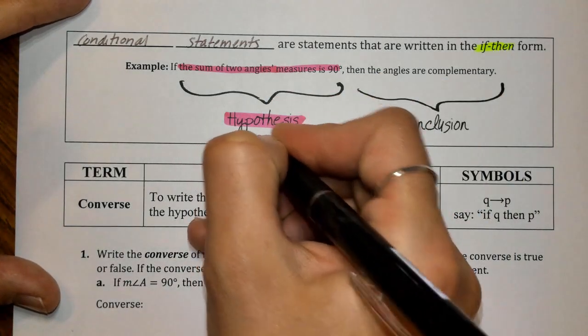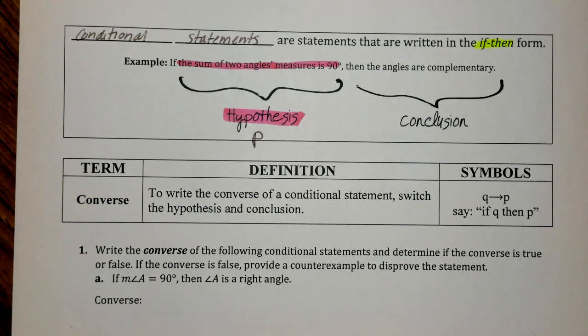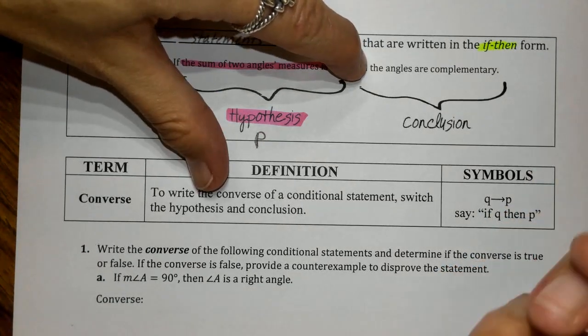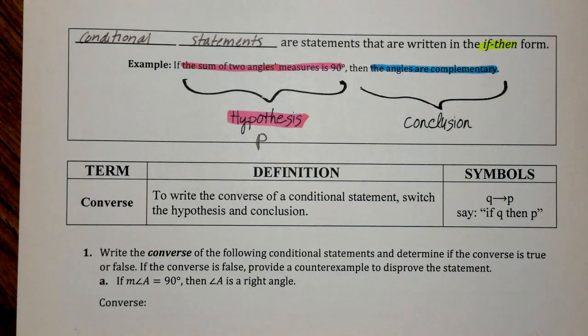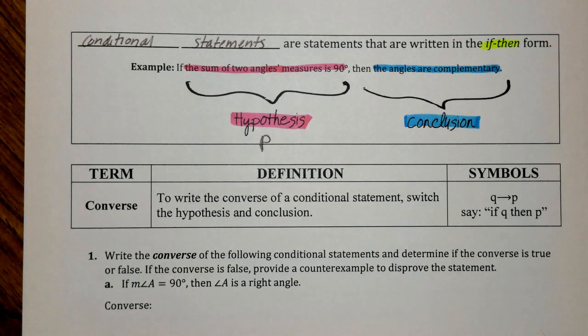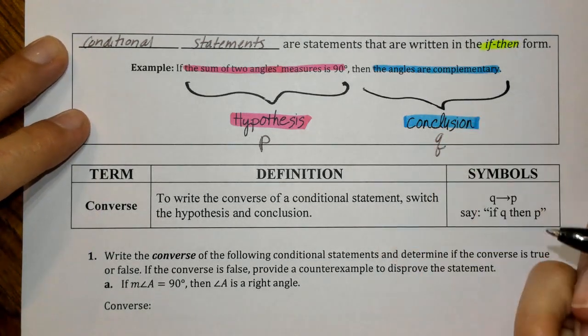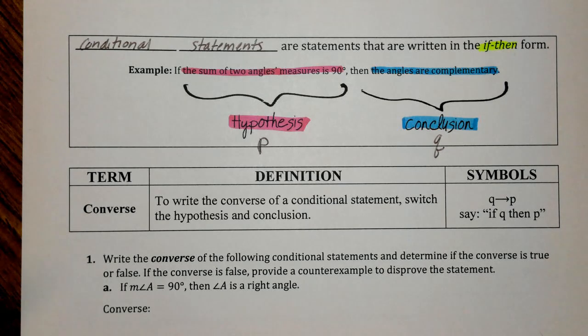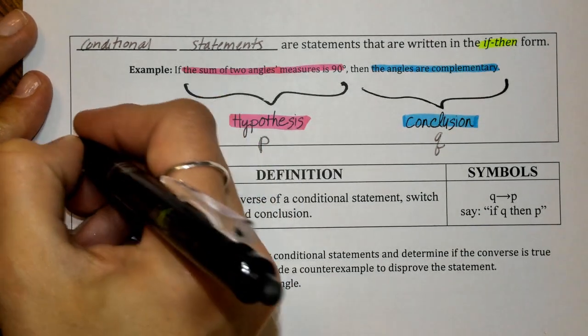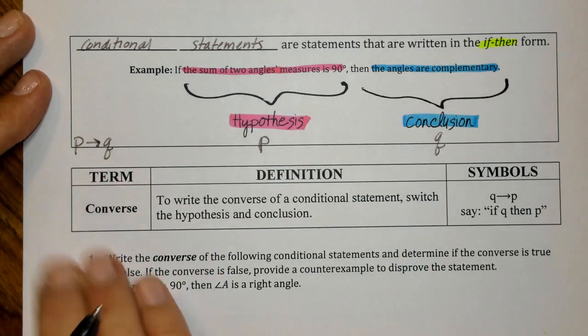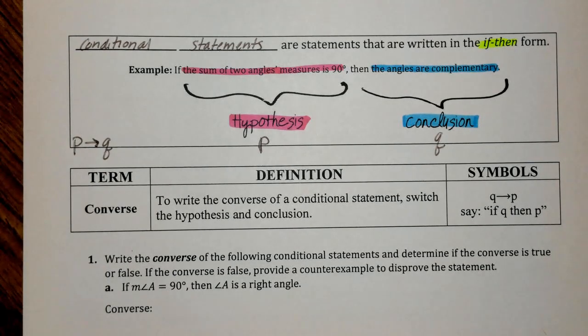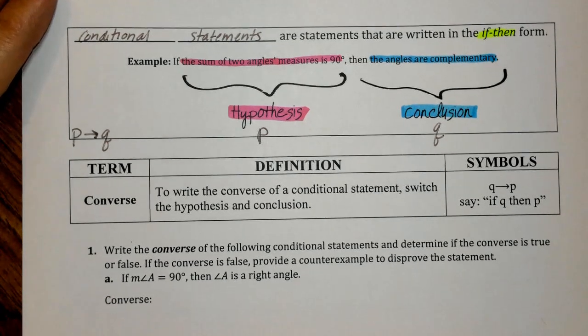Your hypothesis is represented by this lowercase p. This is one of your two colors. Your conclusion are the letters that are after the word then, do not include the word then, and goes to the end right there. The angles are complementary. This is your conclusion, represented by the lowercase q. This is going to be very important to see because you're going to see letters switching around. Your conditional statement is going to say that if P, then Q. That is what this right here means. If P, then Q. So your hypothesis and your conclusion. This is why we don't include if and then when we pull out the hypothesis and the conclusion.